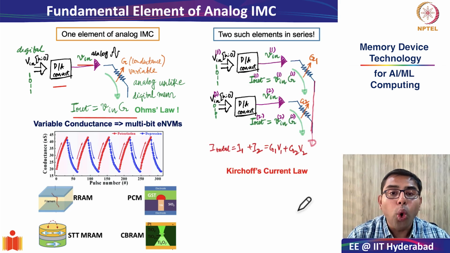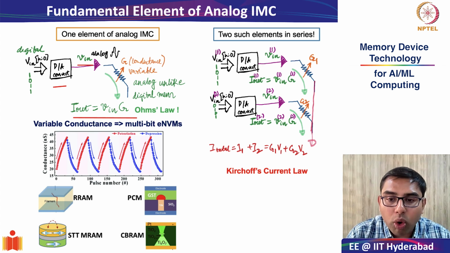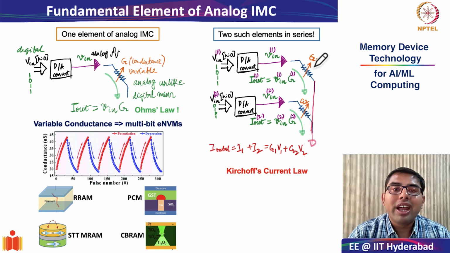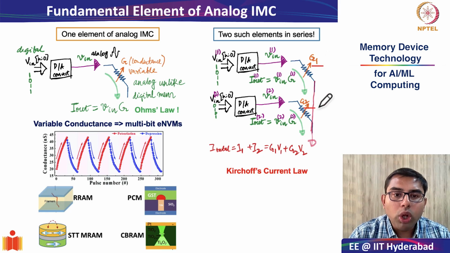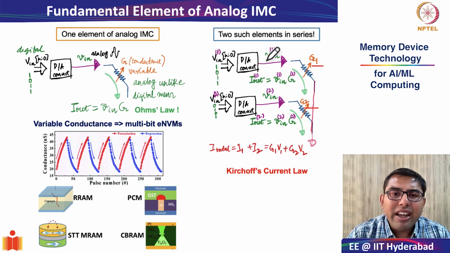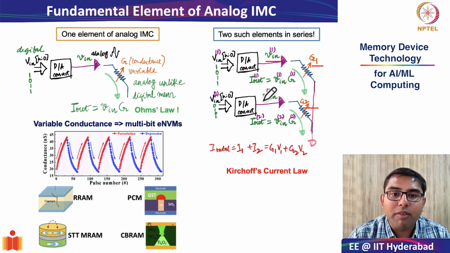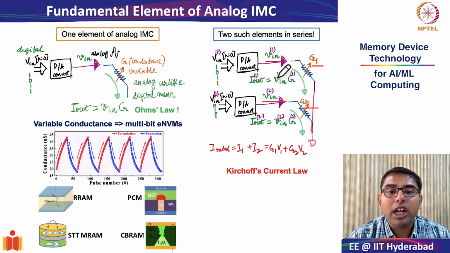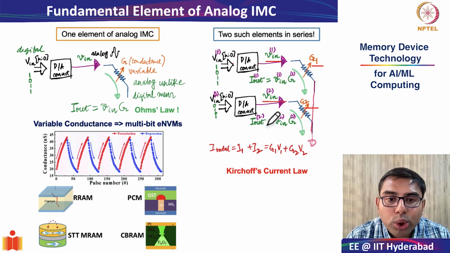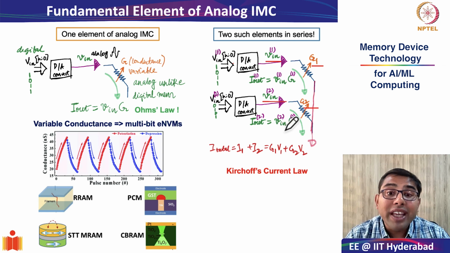Next, let's move to having two such elements in series. So let us see what is happening over here. Here we have two different conductances, G1 and G2, through which you are passing different input analog voltages, V in 1 and V in 2. At the end of this node, the output of your first conductance device will give you I out 1, which will be equal to V in 1 multiplied by G1, whereas I out 2 will give you the value of V in 2 multiplied by G2.